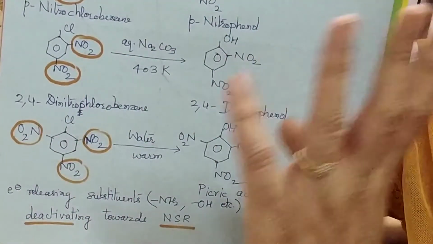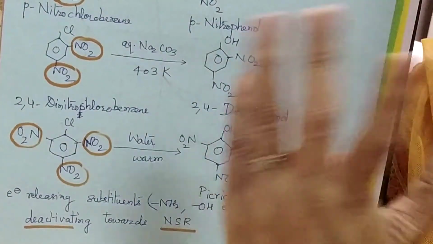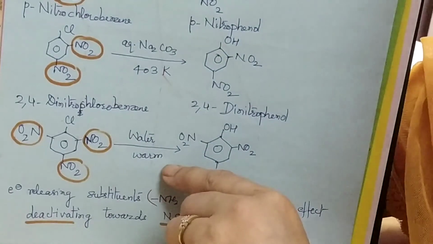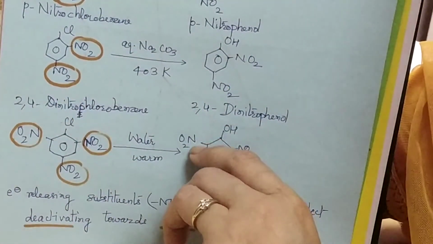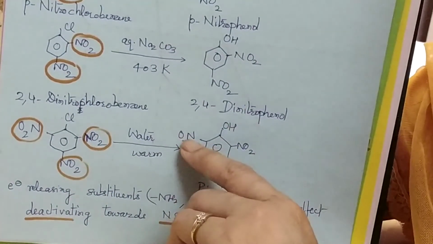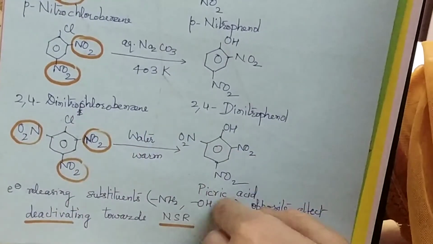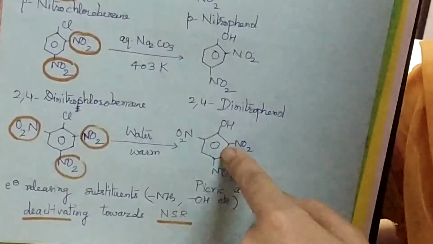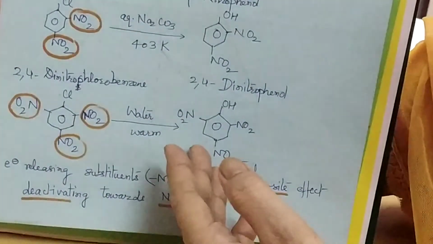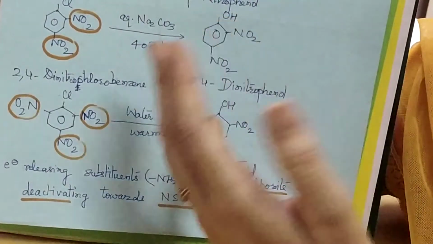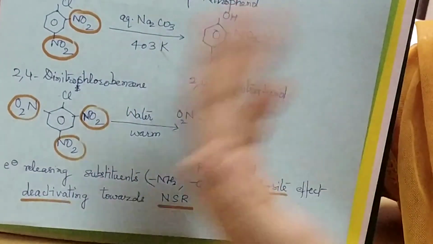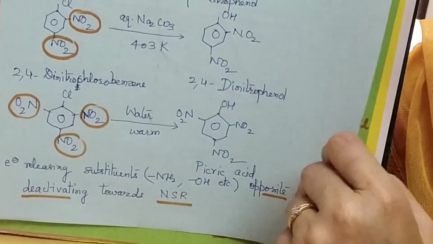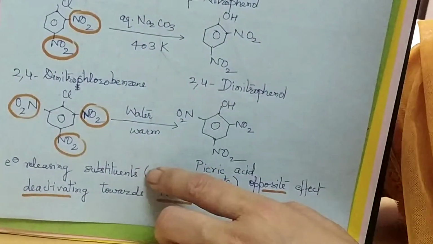so I've increased the electron withdrawing groups to number 3. I have to use only warm water and I'll be obtaining picric acid. Picric acid, you know, is 2,4,6-trinitrophenol, that is, Cl has been substituted by OH, which goes on to show that the nucleophilic substitution reaction will become much easier if electron withdrawing substituents are present onto the aryl halides.